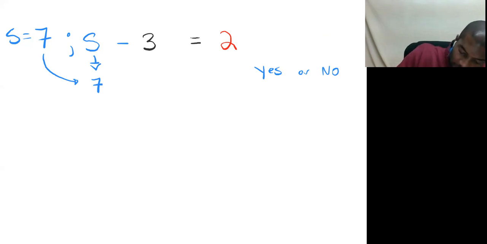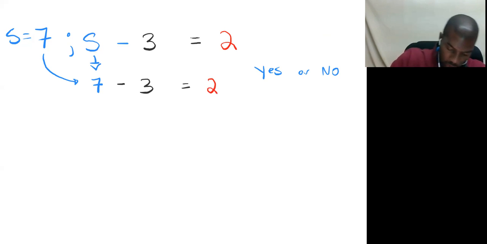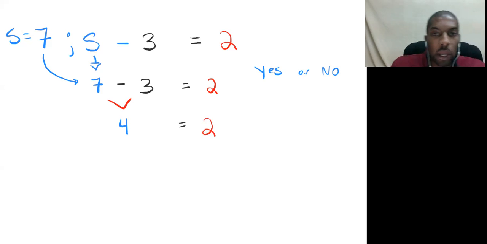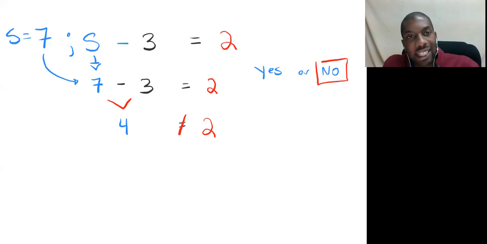And so I say 7 minus 3. Does that equal 2? Well, 7 minus 3 is 4. And then I ask myself, does 4 equal 2? Well, no, it does not. These things are not balanced. They are not equal. The left side is not equal to the right side. Therefore, the answer is no. S cannot be 7 here.